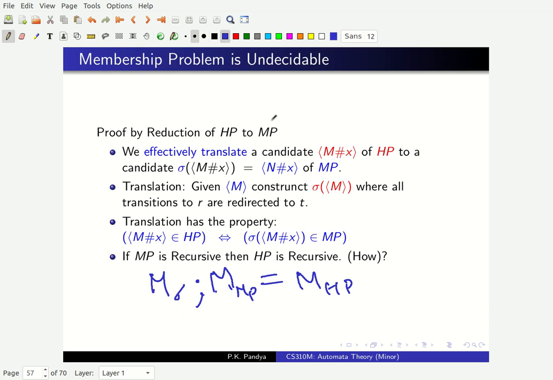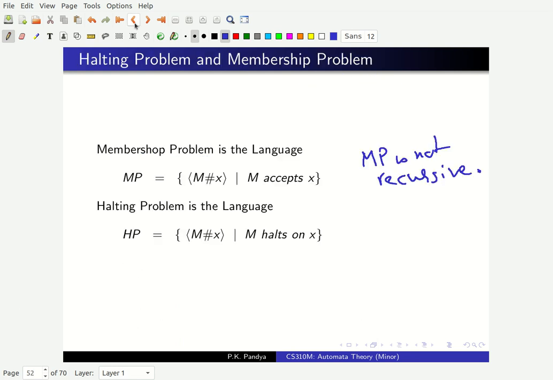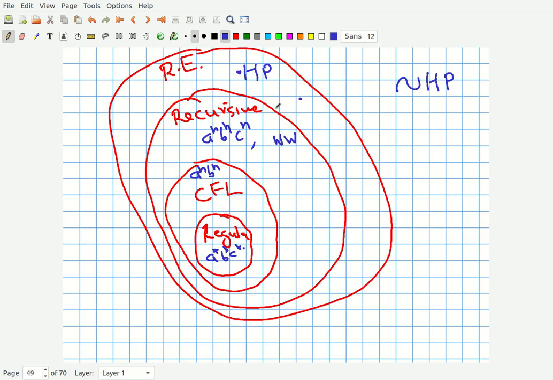We already showed that MP was recursively enumerable. So here is another language which is RE but not recursive. So if I go back to my diagram, I can add one more element here. MP is also here. And so not of MP will come here, right? So I've got 2 more things here, right?